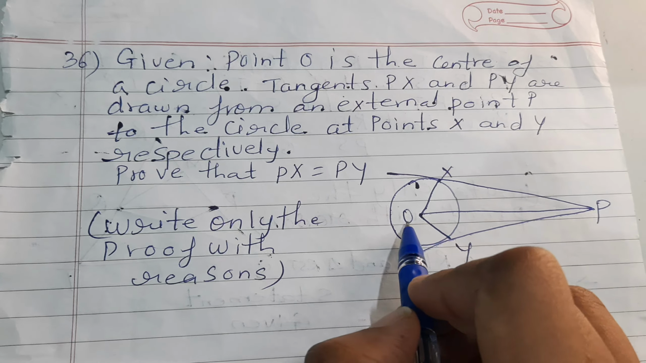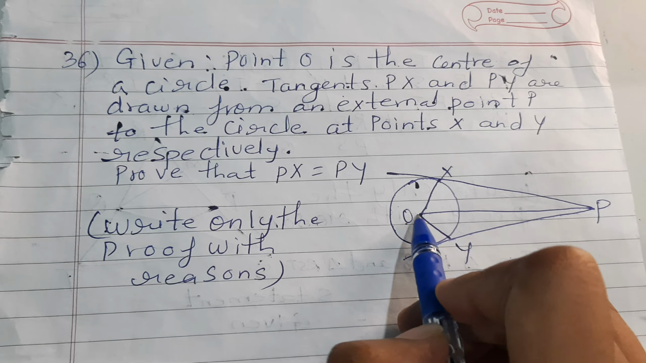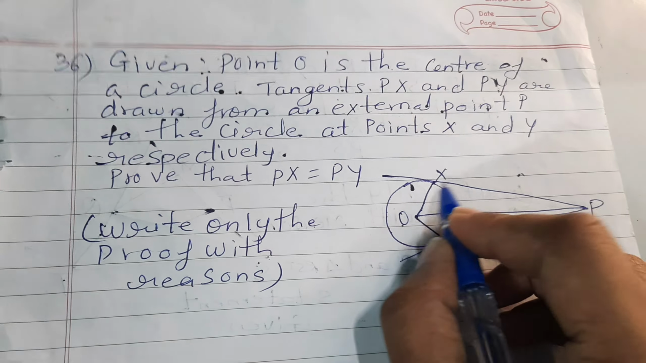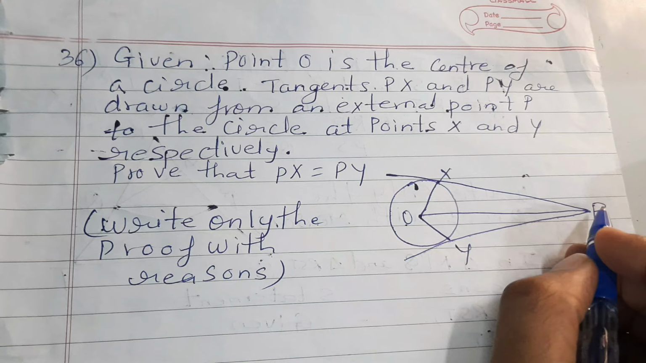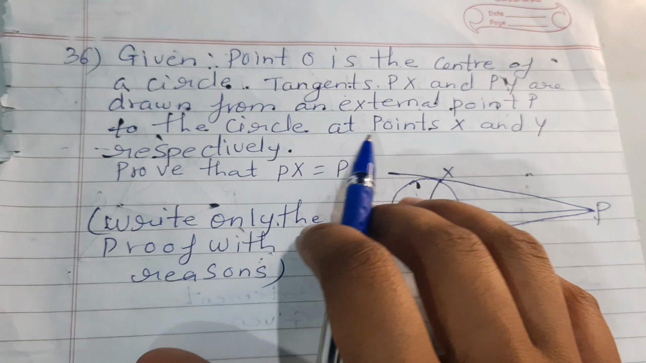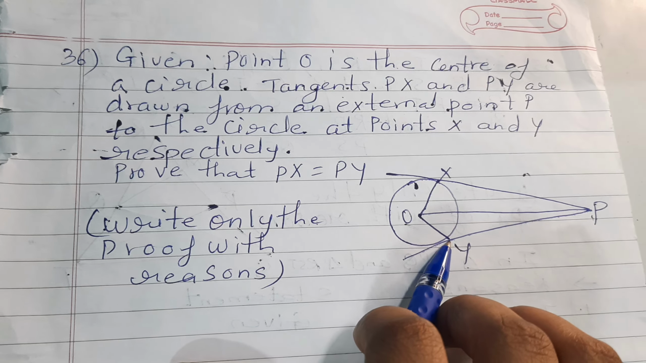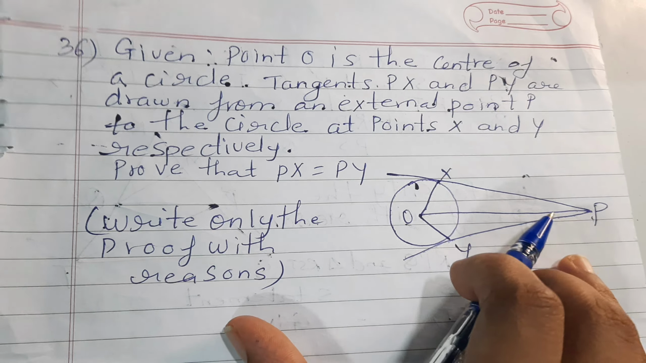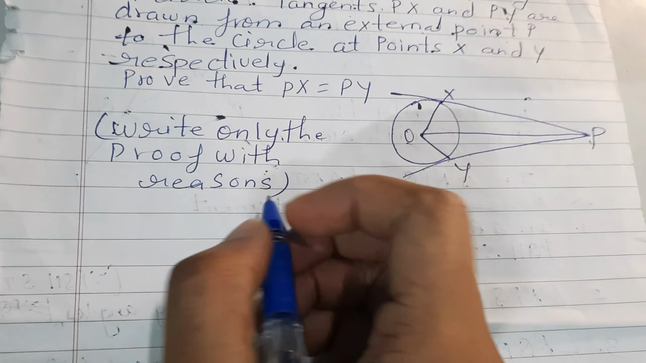Point O is given, the center of the circle. This is the center of the circle. Now we have two tangents, PX and PY. These PX and PY are tangents drawn from an external point. External means outside point P, to the circle at points X and Y respectively. At X and at Y. You will have to prove that these two tangents are equal. PX is equal to PY. Okay, you all have to write the proof with reasons.